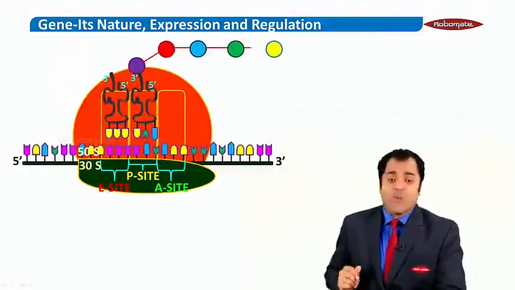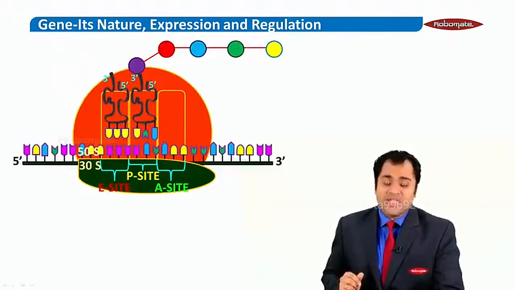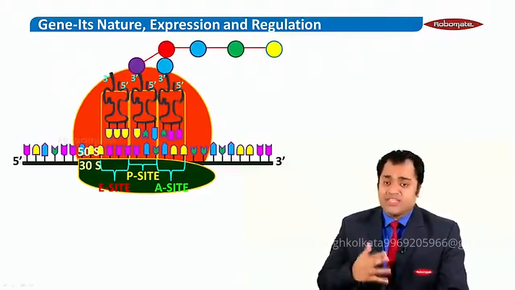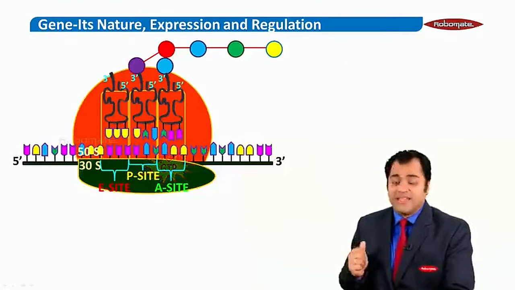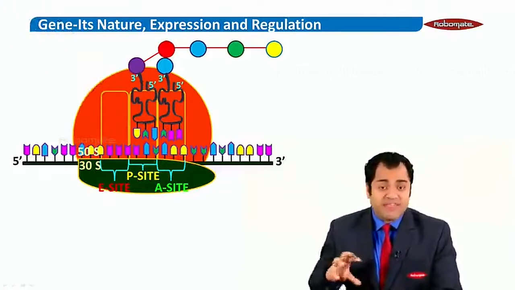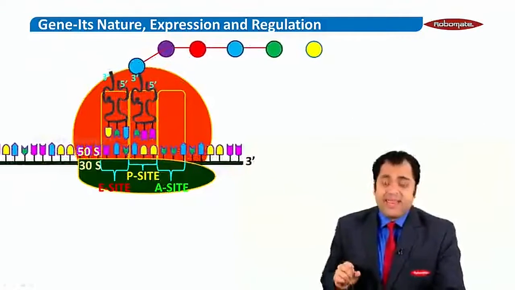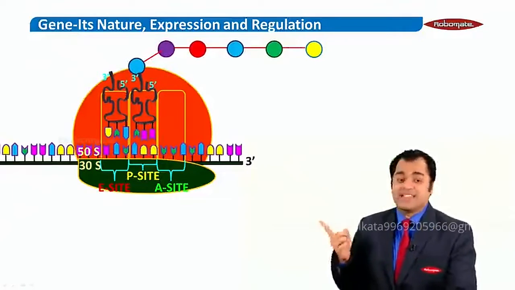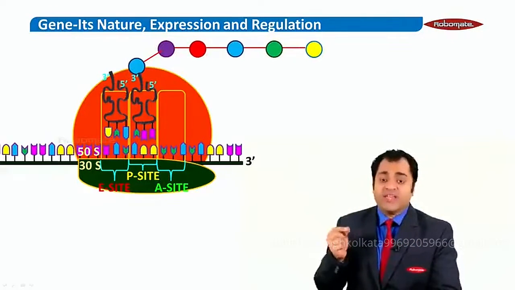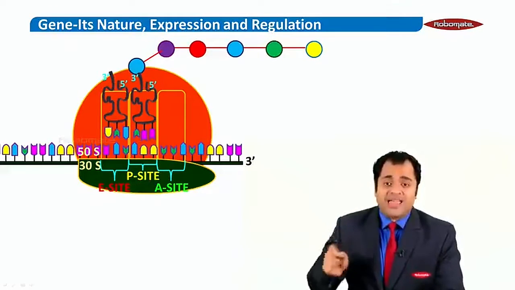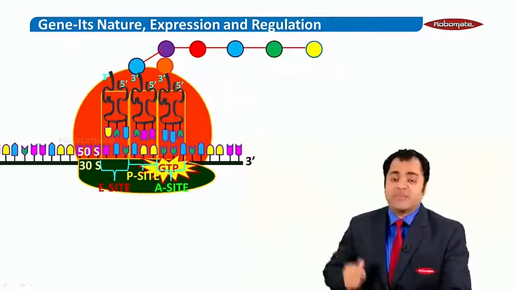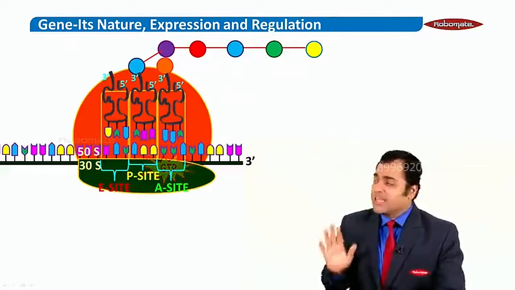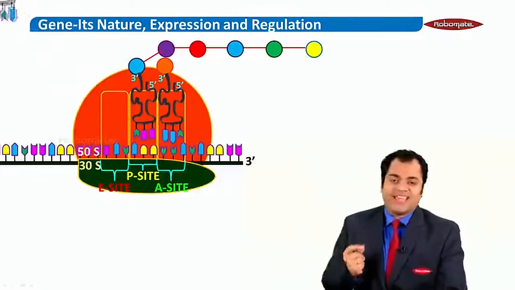Just keep observing what's happening here. Slowly and steadily, you see the tRNA with amino acid entering on the A site. Then you see a slight displacement in the entire structure. And then you keep seeing on the P site there is elongation of the polypeptide chain by addition of one amino acid at a time. And the empty tRNA keeps exiting from the E site. Keep observing, keep looking, and keep learning.